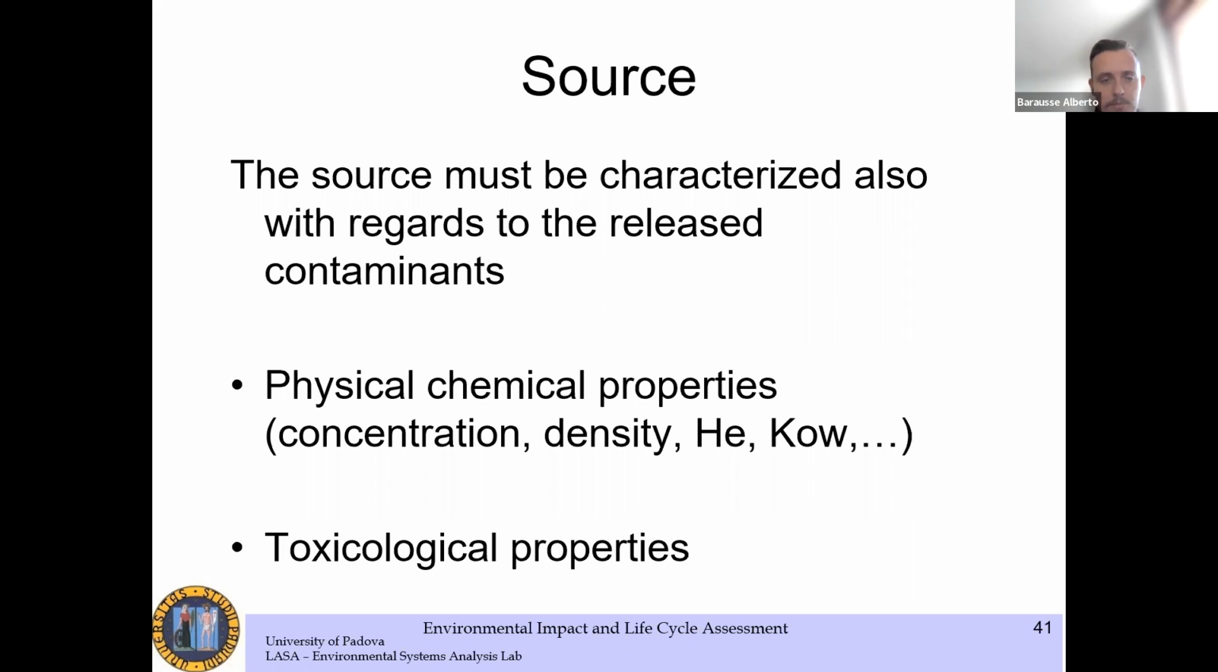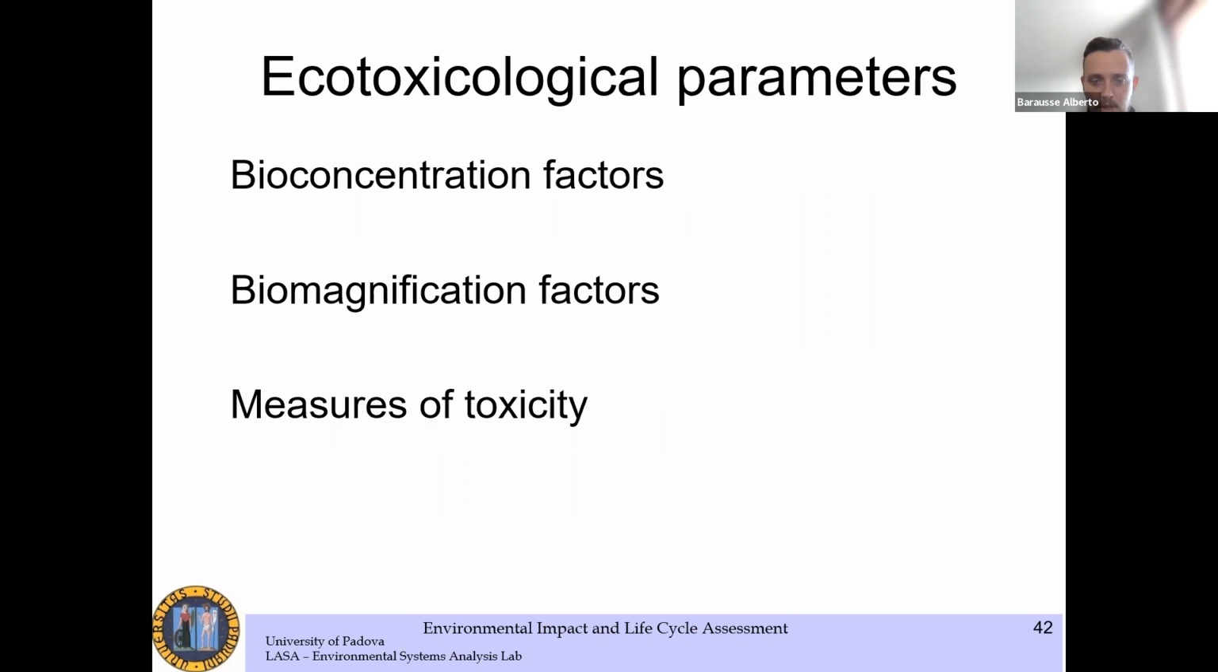And the source must be characterized not only physically, but also with regards to the released contaminants. So all the things you have already seen in the other classes of Luca's. So you should characterize the physical properties and chemical properties of the contaminant, such as the concentration, the density, the Henry constant, the KOC coefficient, and its toxicological properties.